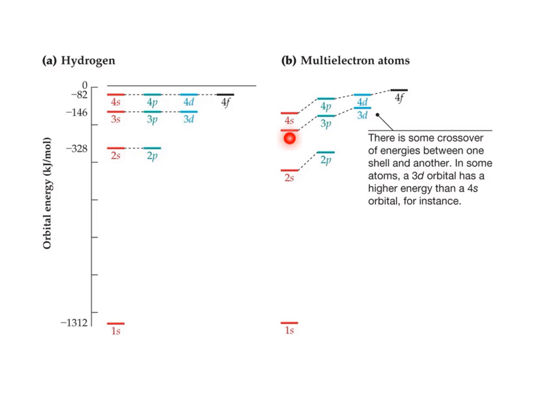If we look at the third energy level, we can see that the 3s has less energy than the 3p, which has less energy than the 3d. We look at the 4s, we see it has less energy than the 4p, which has less energy than the 4d, which has less energy than the 4f.